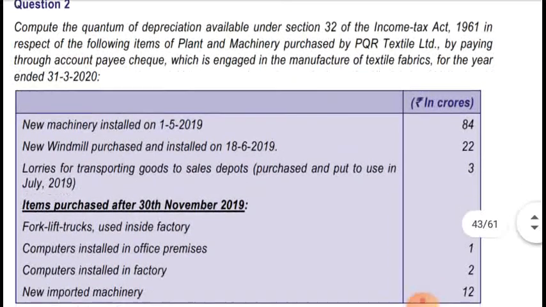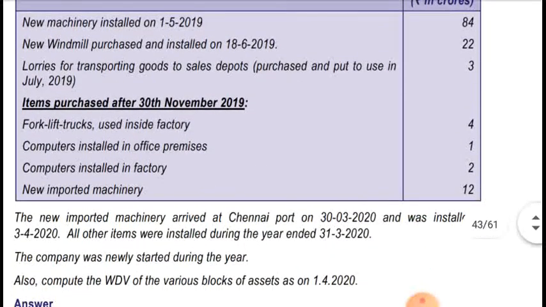Okay, lorry was purchased. Now let's see items purchased after 30th November 2019. Fork lift truck used inside factory, 4 lakhs. Computer installed in office premises, 1 lakh. Computer installed in factory, 2 lakh. New imported machinery is 12 lakhs. We'll see the depreciation, additional depreciation on that. The new imported machinery arrived at Chennai port on 30th March 2020 and was installed on 3rd April 2020. New imported machinery, that is 12 lakh.